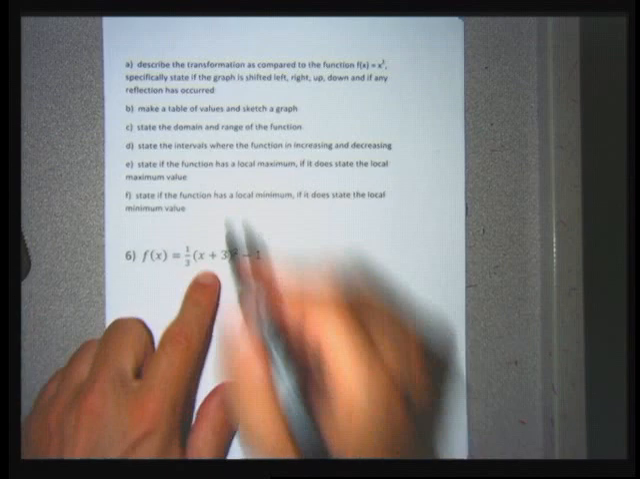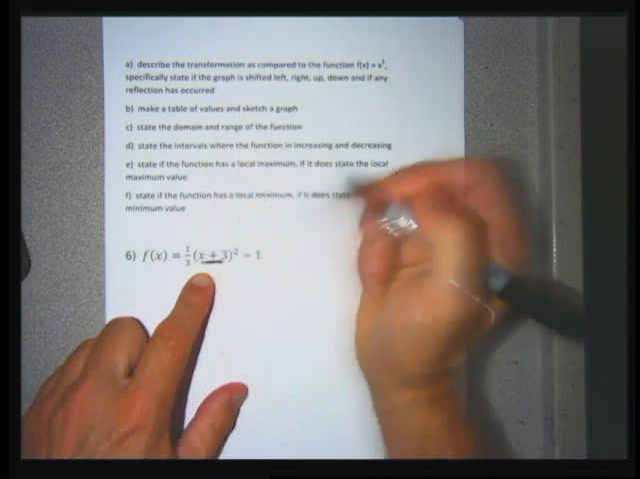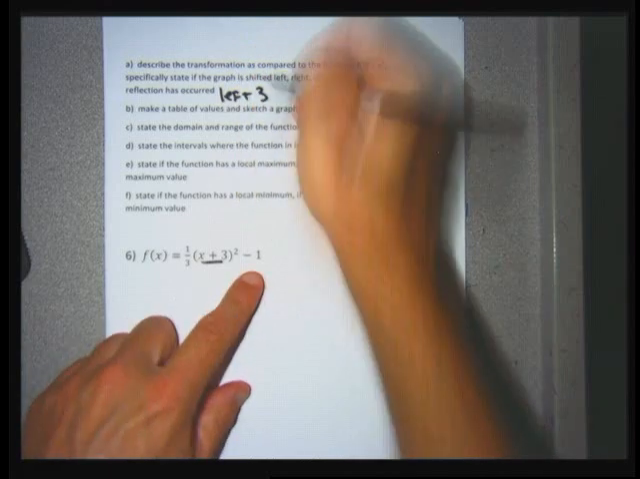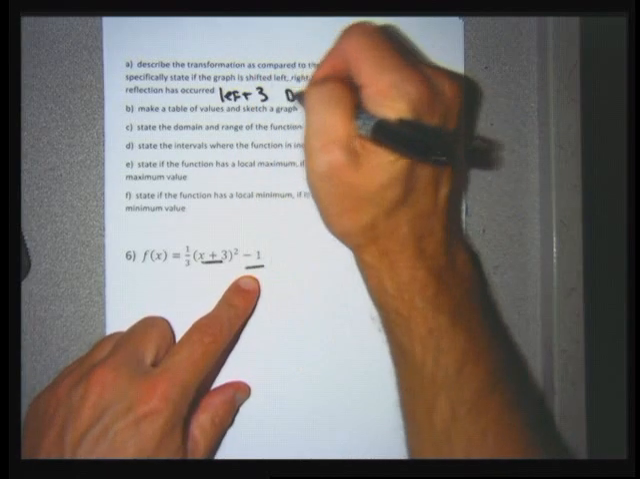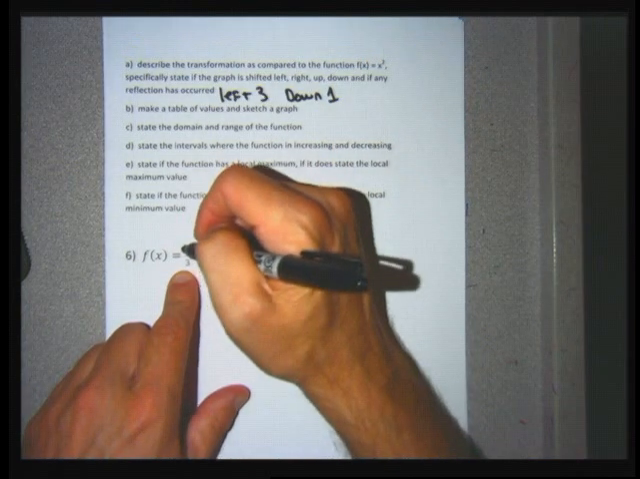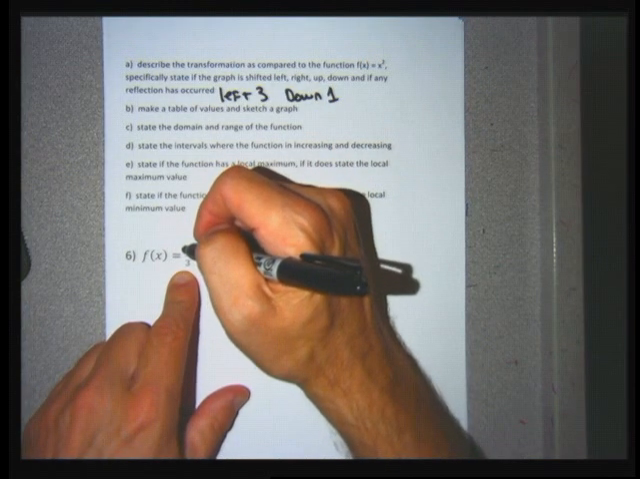For this graph to describe what it does, the +3 in the parentheses is going to move it left 3. The -1 is going to move it down 1. That's all you're responsible for. If that 1/3 was a negative, it would reflect over the x-axis. I need to comment on that.